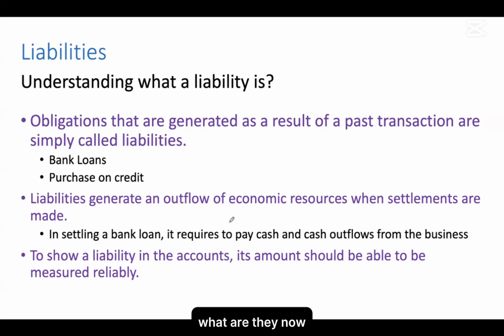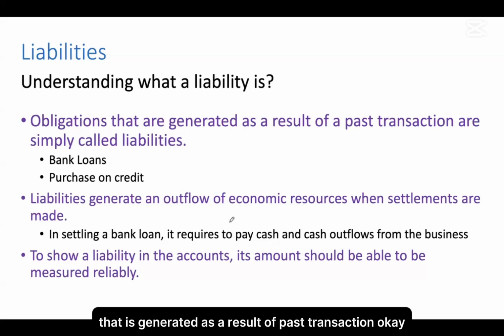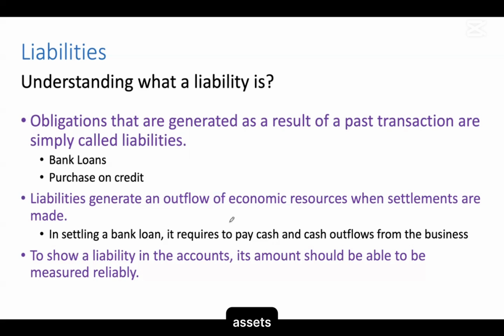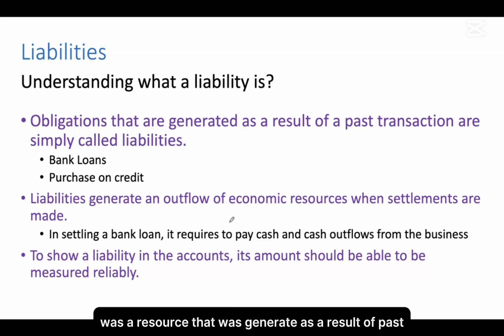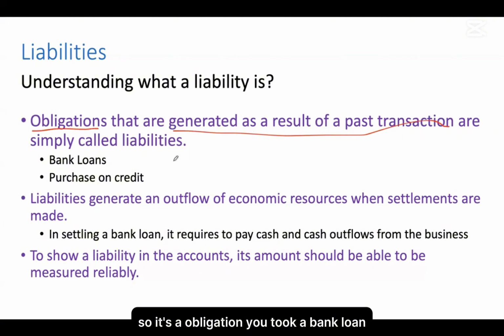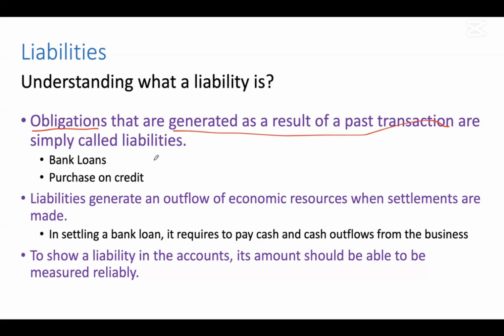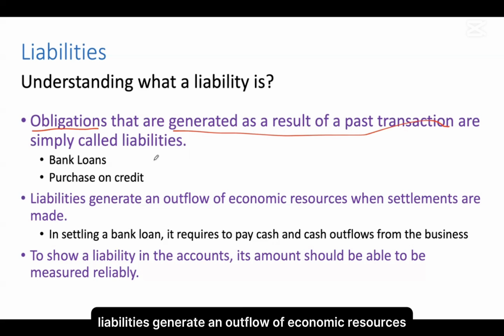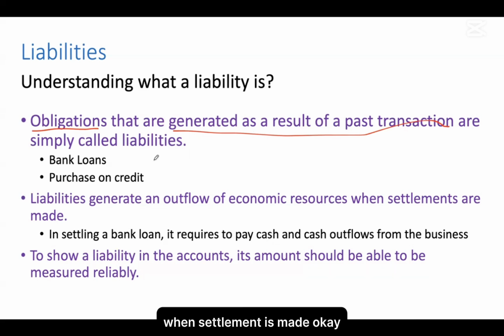What are they? Liabilities are an obligation that is generated as a result of a past transaction. Now assets were a resource generated as a result of a past transaction, but here, a liability is an obligation generated as a result of a past transaction. What are the examples? Bank loan, purchase on credit. You took a bank loan, a past transaction, and it's an obligation.